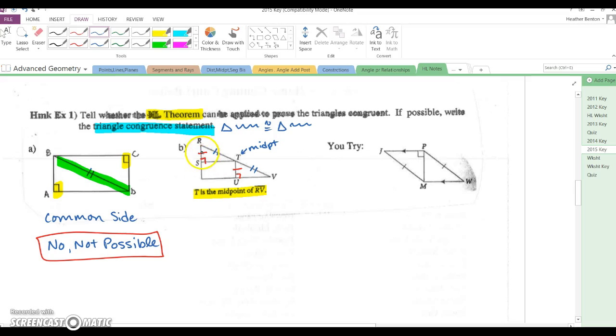Now do I have angle side side? Sure enough, in both triangles, I have angle side side with a right angle. So yes, hypotenuse leg theorem, or postulate technically.